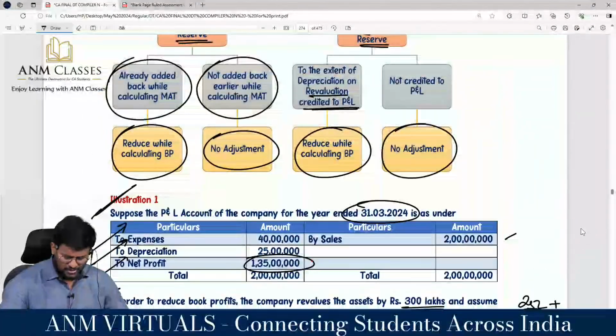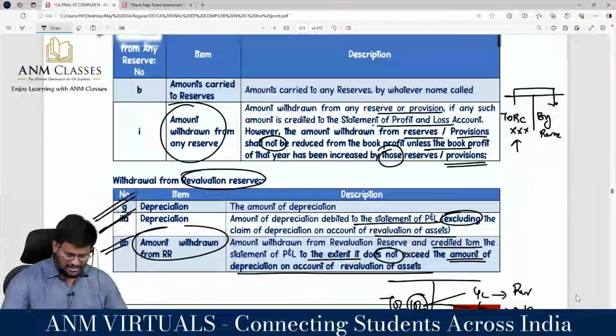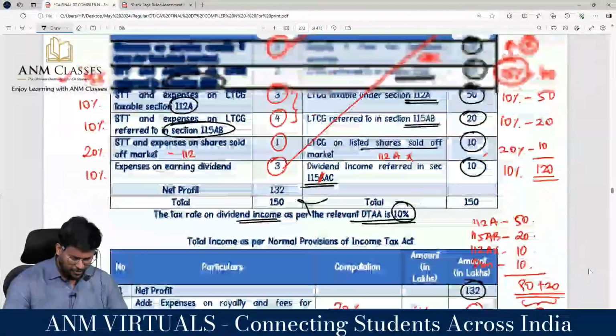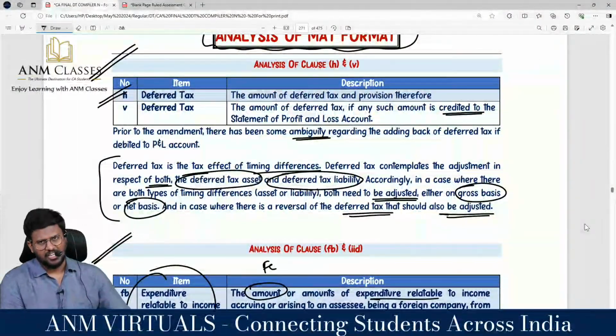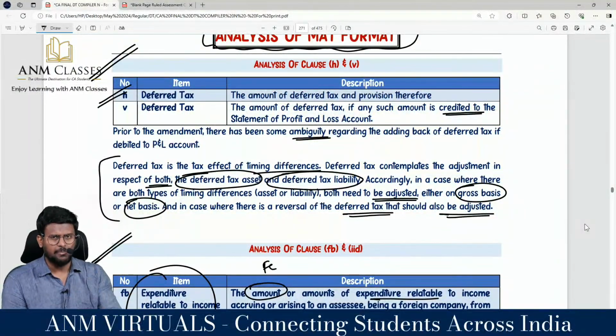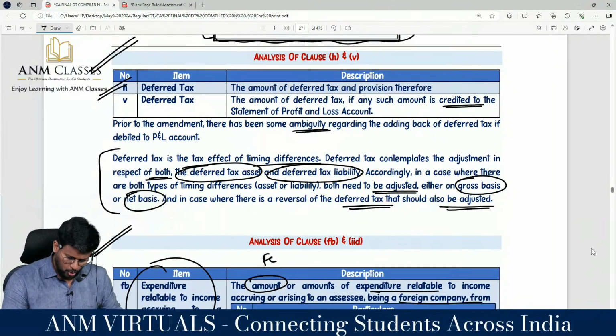So my dear lovable students, I'm coming. These are the analysis. Sub number 1: the first analysis says that any deferred tax debited to P&L account or deferred tax credited to P&L account is just a timing difference. Deferred tax debited to P&L account should be added back, and credited to P&L account should be reduced.